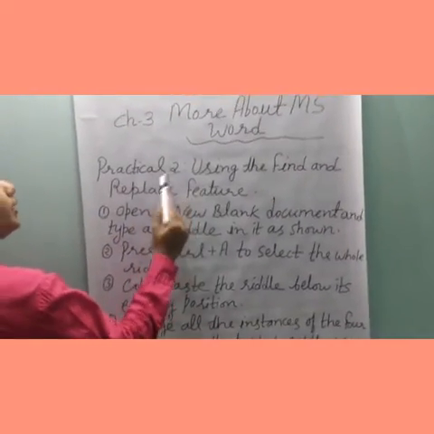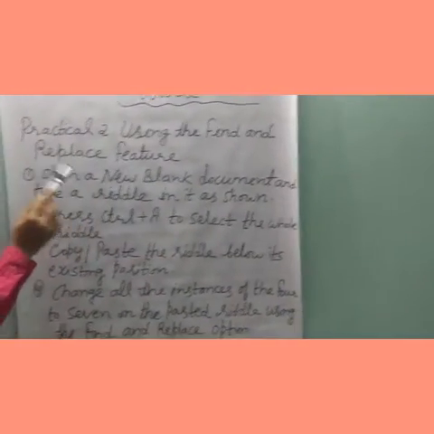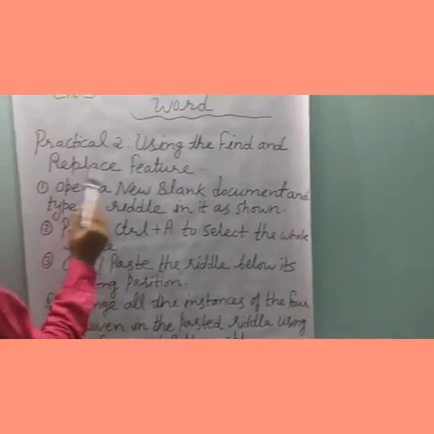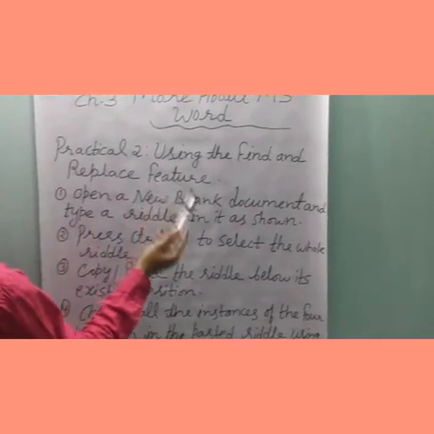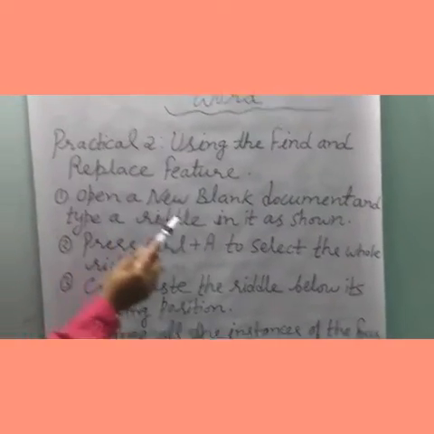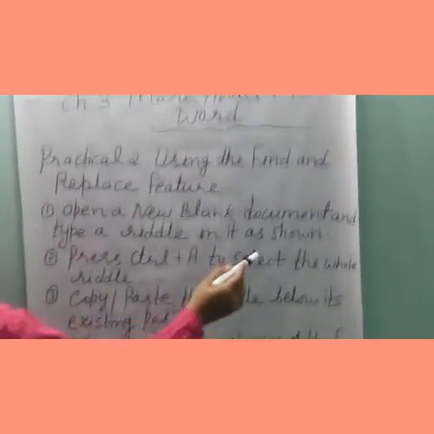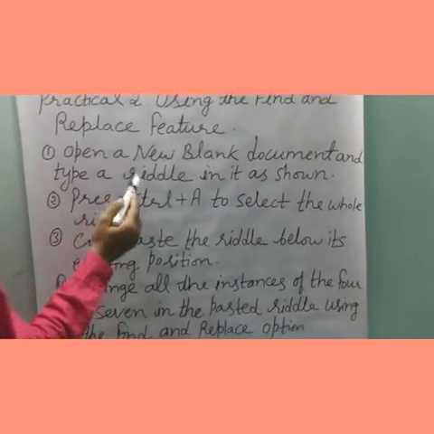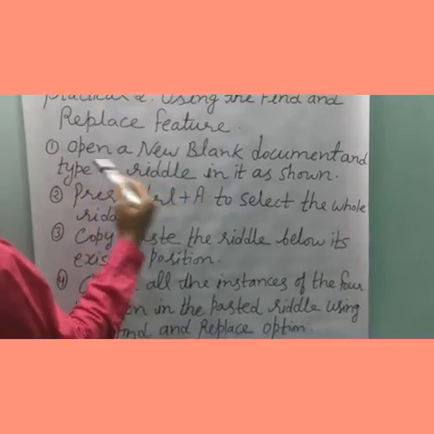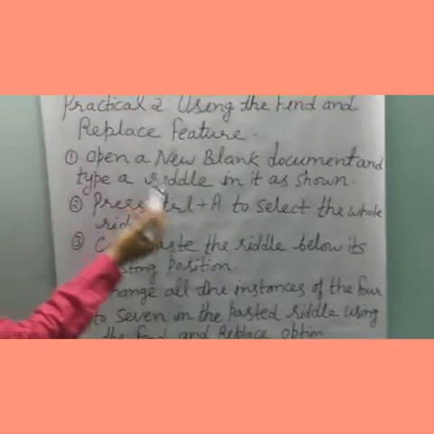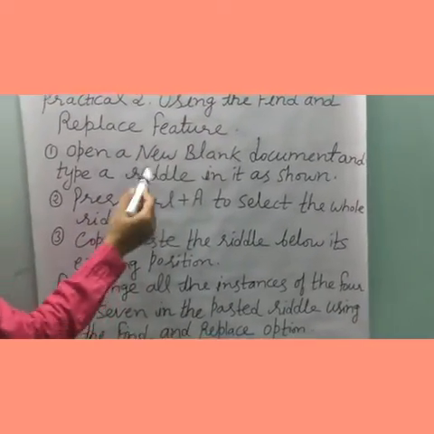Okay. The question is using the find and replace feature. We already know about this feature of find and replace from our previous video. Firstly, open a new blank document and type a title in it as shown, like a story line. Write only in a blank document for this paragraph.